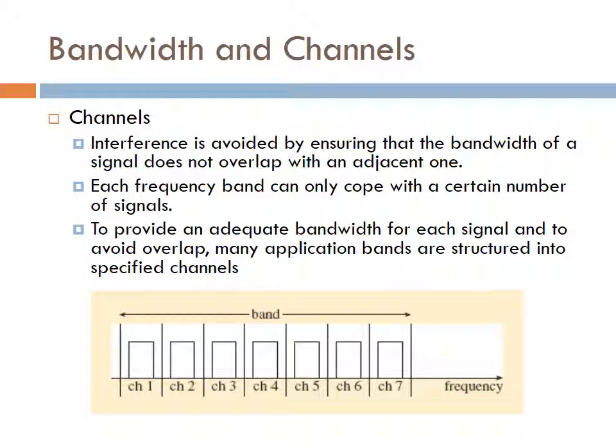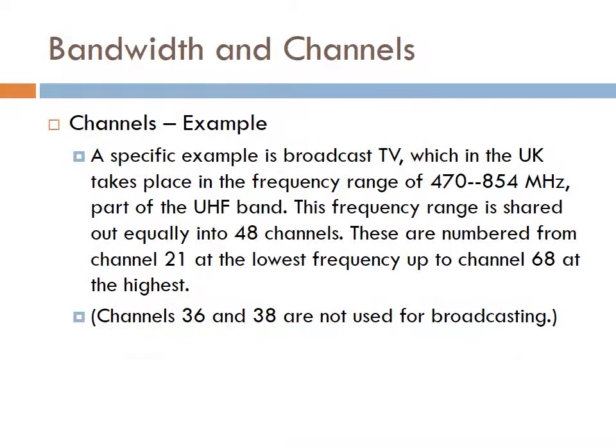To provide an adequate bandwidth for each signal and to avoid overlap, many application bands are structured into specified channels. So we'll have a specified channel for each user per application, and we'll have a band for each application to avoid interference among different applications, and then we'll have different channels to avoid interference within the same band of the same technology, because we have 48 channels as it is given.